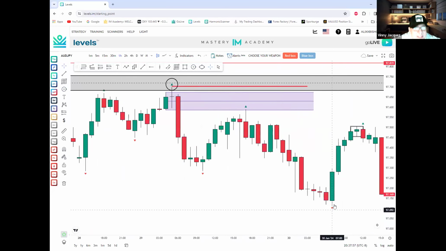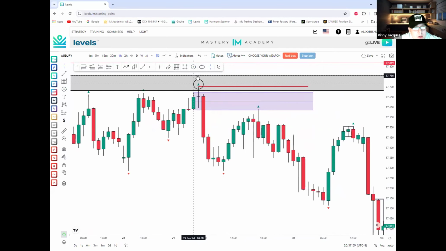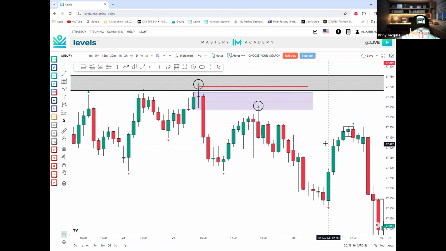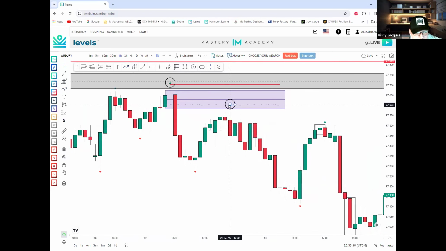Okay, but it doesn't stop there. Right? Notice how we get another box or another swing high right here. Levels is letting me know. Notice how it's calling out every swing. We got higher high, higher low, higher high, higher low, higher high. It's calling every swing point, right? Notice how we get one right here.